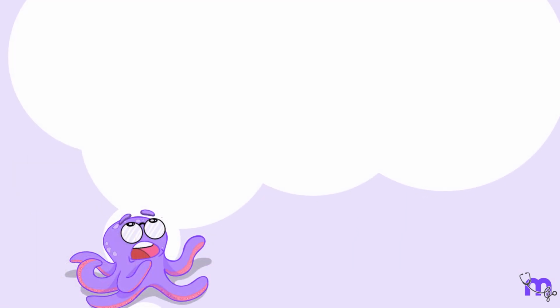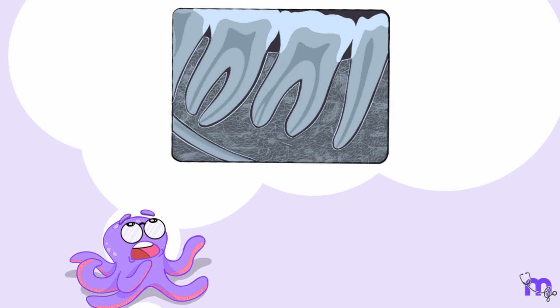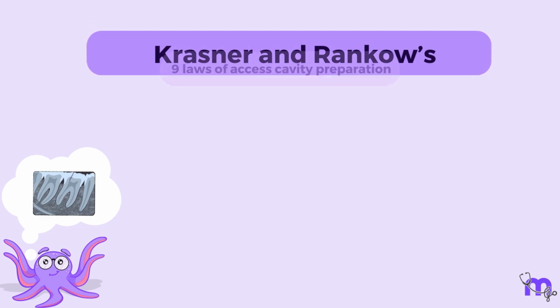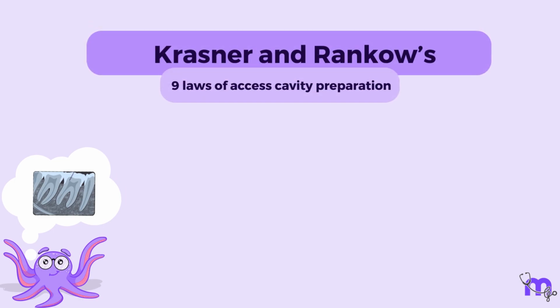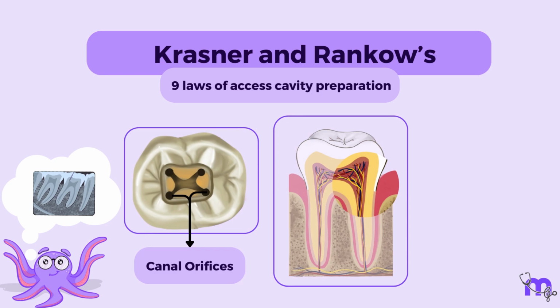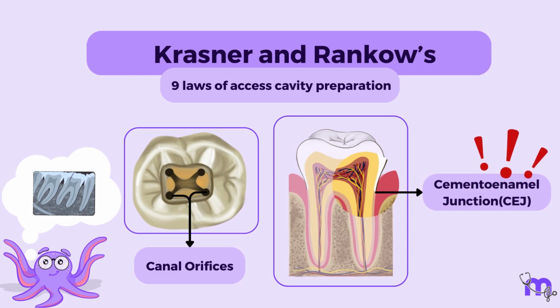Now, if you recollect, when I took a radiograph, I confirmed the internal anatomy of the tooth, but along with that, I gauged approximately where the pulp chamber of the tooth would lie. I did this as per Krasner and Rankow's 9 laws of access cavity preparation. These laws help in locating the canal orifices using the CEJ, or the cemento-enamel junction, the most important anatomic landmark.